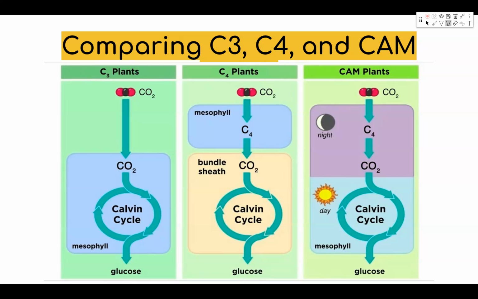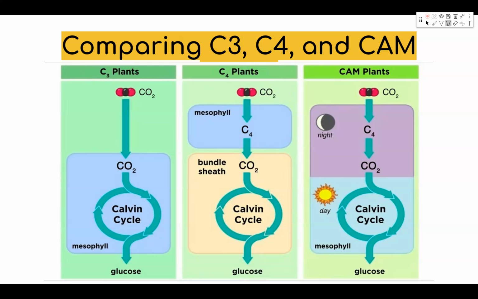In C3 plants, our regular old plants, we have carbon dioxide come into the plant, into our mesophyll, and then we have the Calvin cycle, right? We fix carbon, send it into the Calvin cycle, no big deal. And then in our C4 plants, we've got the mesophyll and the bundle sheath cells. So in our C4 plants, our carbon dioxide will come in, get fixed into our C4 intermediate. That will go into the bundle sheath cells where it'll release carbon dioxide and go through the Calvin cycle.